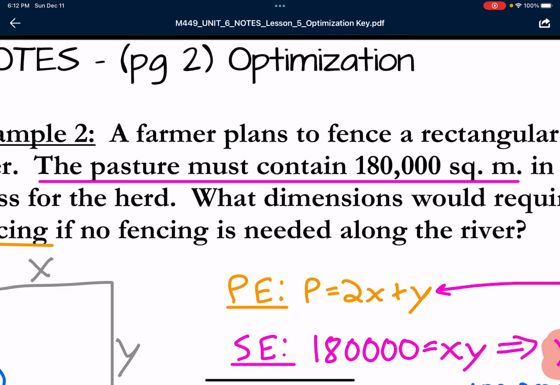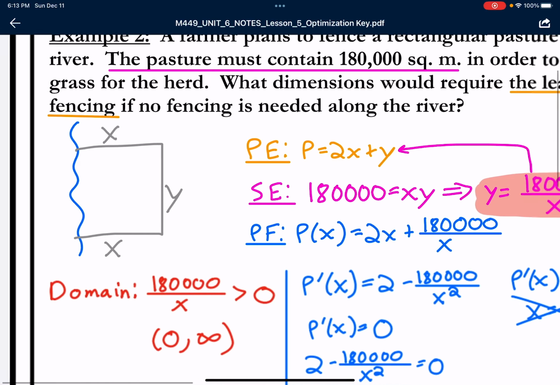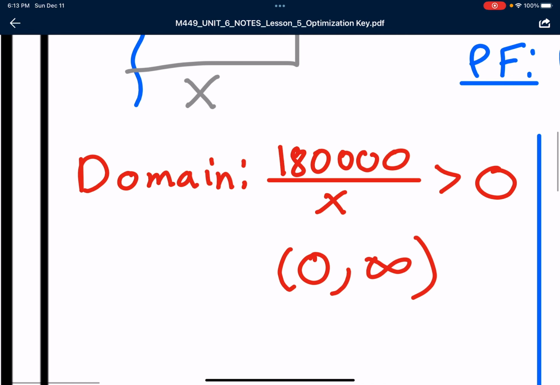But we're not concerned with that, right? Because then we would have to know what's the size of the sheep or the cows or whatever this is a herd of, right? So we don't have that information. So we just have to explore the possibility. Could x be a million, billion, trillion meters long? And the answer is yes. Is that an insane rectangle to make? Yes. But could we? Yes.